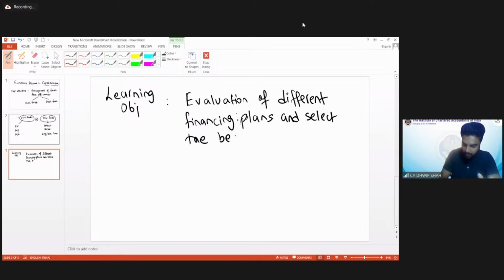Yes or no? There would be n number of financing plans available to you, but as a manager, you have to take a decision and you have to select the best one. Everyone following till here? I'm just quickly revising what you have studied till date. And the best plan would be that plan that maximizes your EPS.